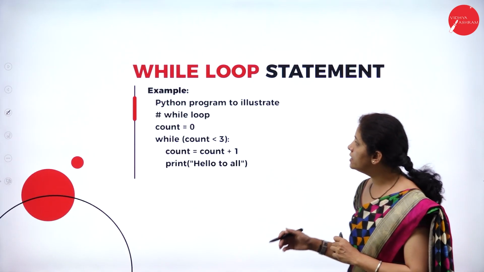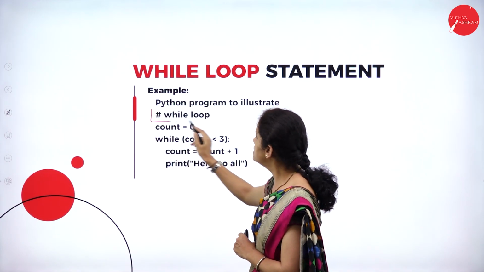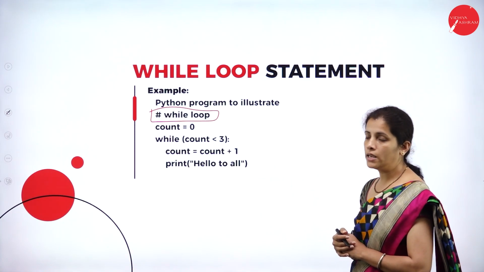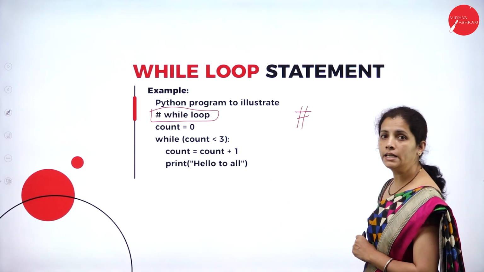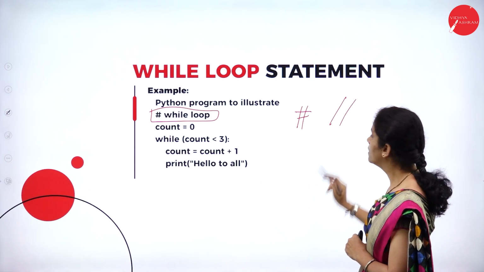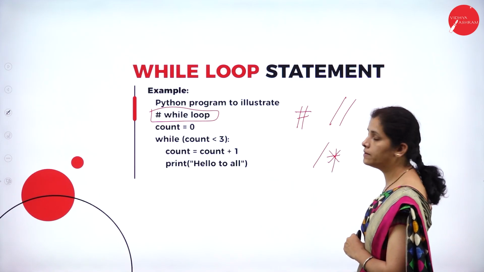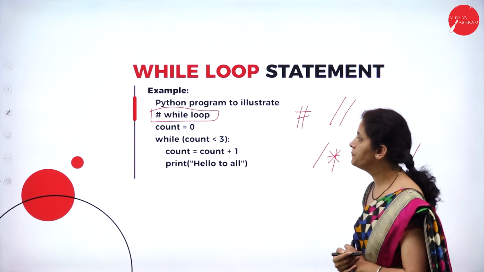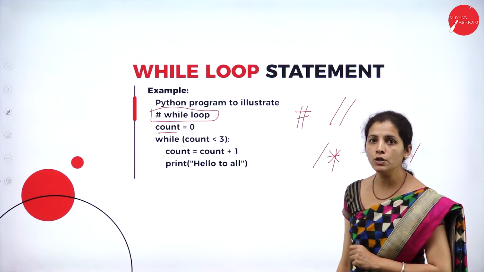Now, see here, I'm going to have an example. So, what is this? This is a comment. In Python, to write a comment, I'm going to use hash. But in C, okay, fine. Even if I have a multi-line comment, then I'll go with this. Now, count is initialized with the value 0.